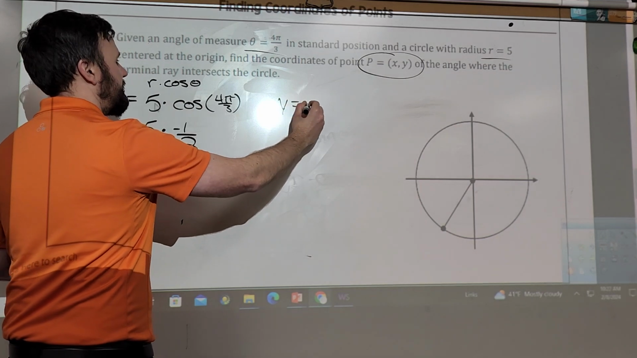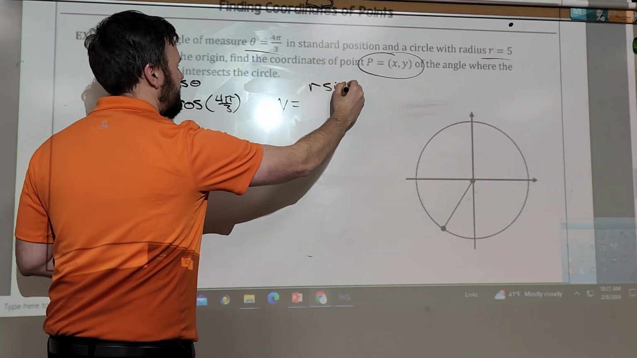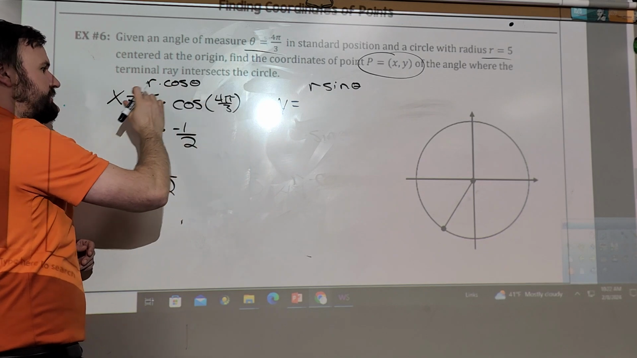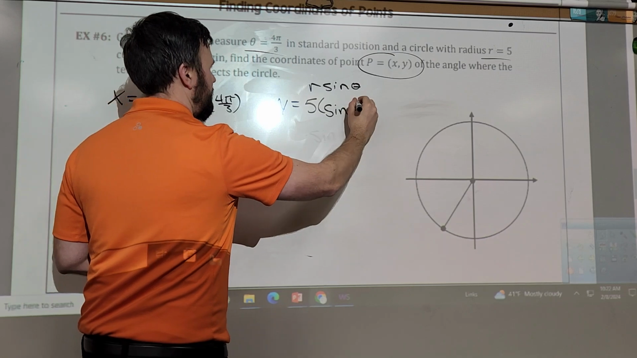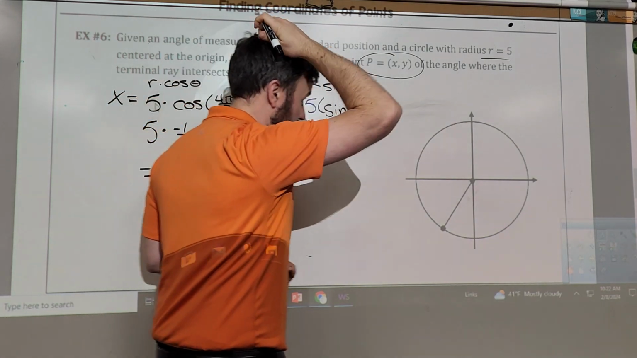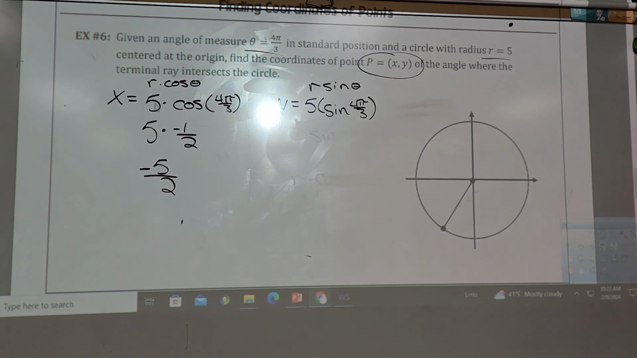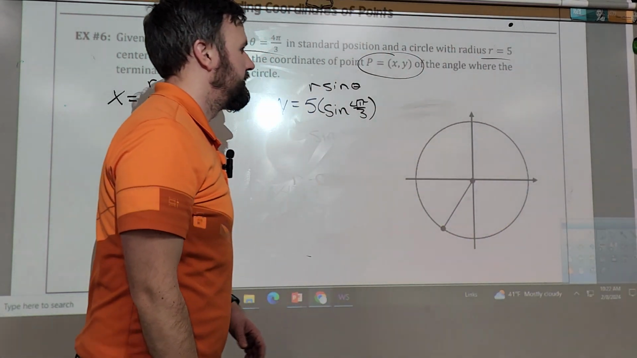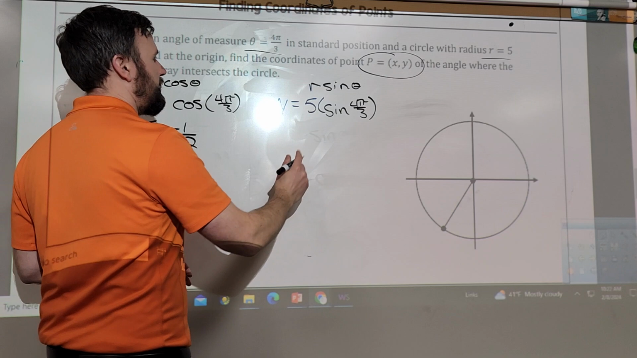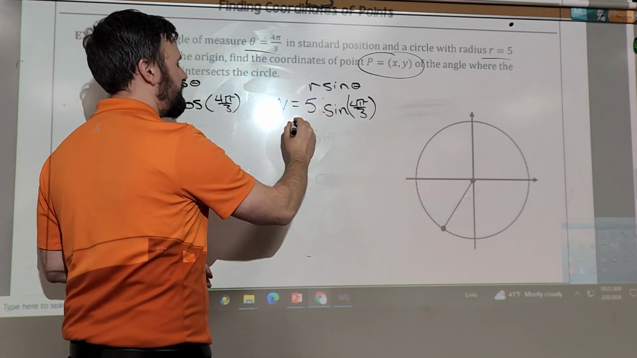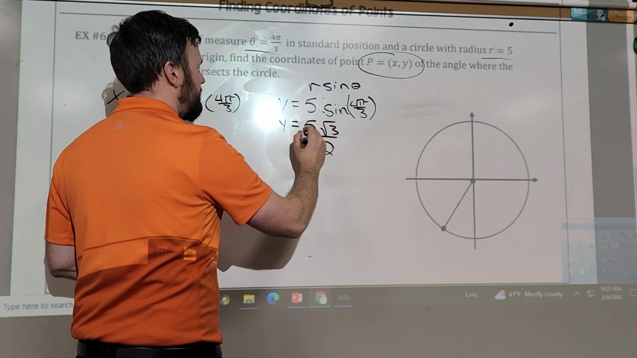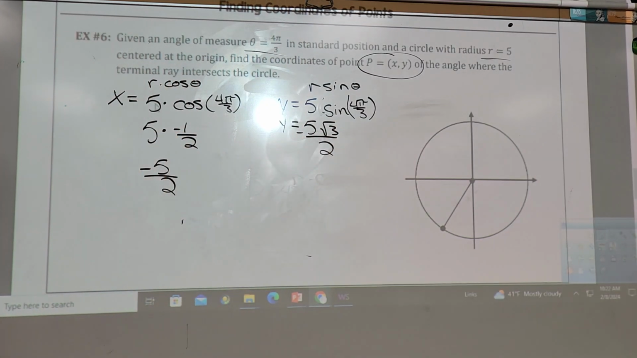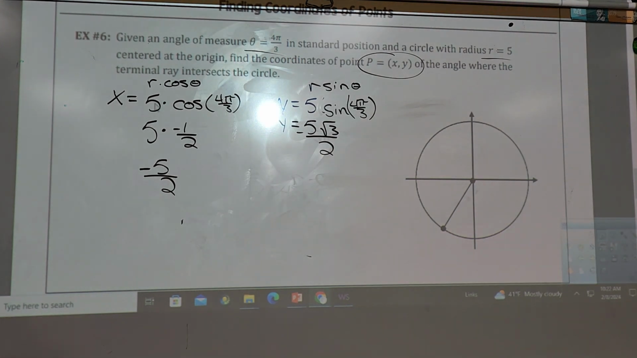So my y would be r sine theta, because remember sine goes with y, cosine with x. So I do 5 times sine of 4 pi over 3. And according to my unit circle, that's negative root 3 over 2, right? Oh, I put that parentheses in wrong. My bad. So that's negative 5 root 3 over 2. Any questions how I got those? The unit circle gave me the cosine or sine.